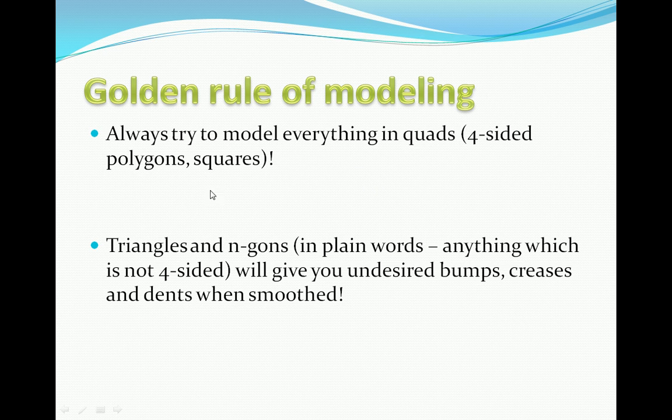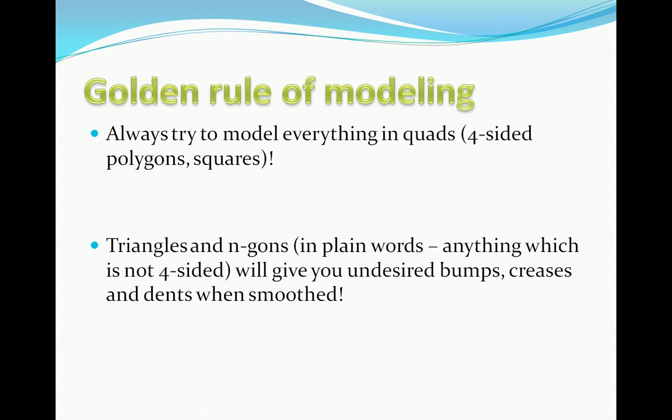Basically, because if you model something and have triangles or n-gons in it, an n-gon being a pentagon, a hexagon, octagon, whatever, which is anything that is not 4-sided, you might end up with undesired bumps, creases, dents, and whatsoever when you smooth it. Basically, quads will give you a nice, smooth, desirable, and predictable result as opposed to n-gons because of the way the smoothing algorithm works.